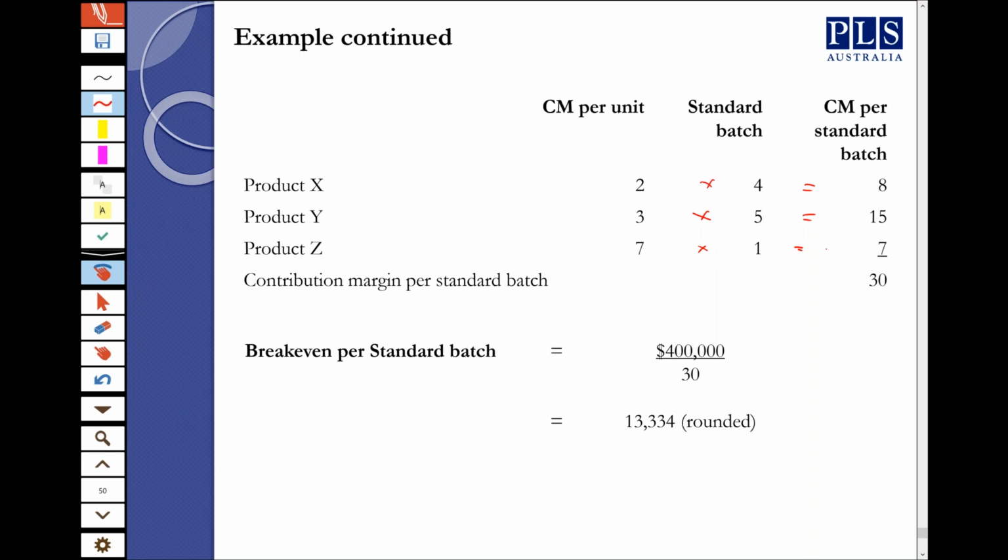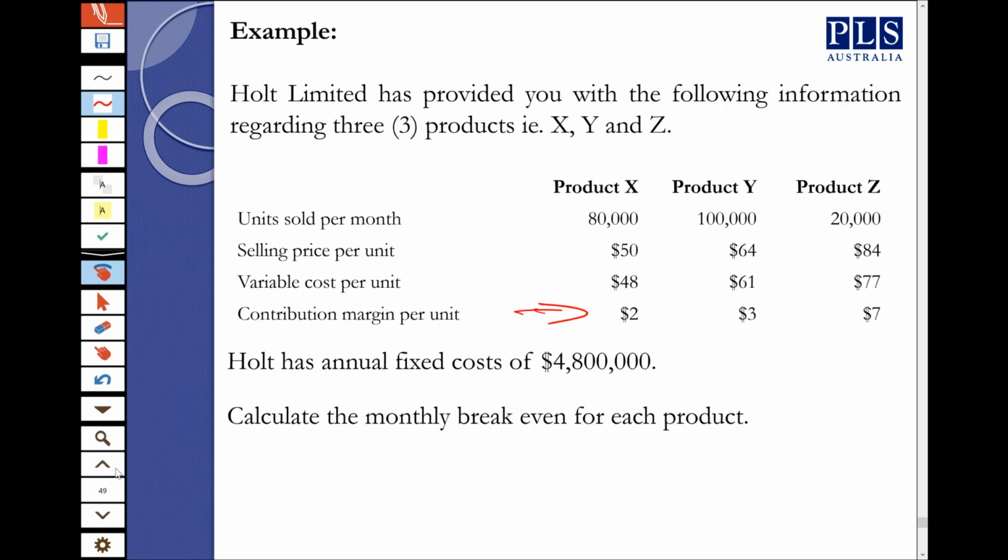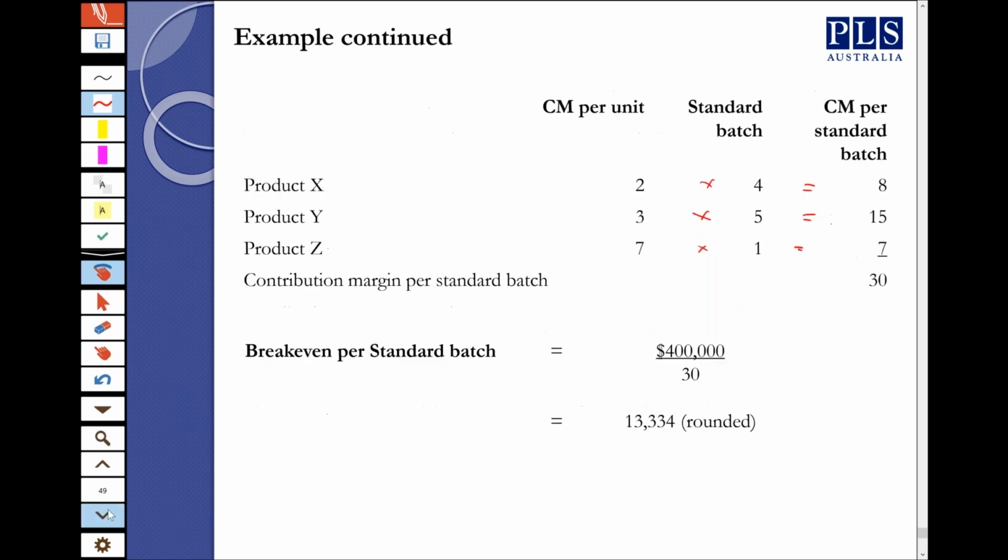My break even per standard batch is therefore, I take my fixed costs of 400, picking up on the fact that, constraint-wise, monthly break even, that's an annual figure. So divide that through by 12, gets me 13,334 rounded. But if I leave my answer there, I actually haven't answered it, because I've told you the number of standard batches you need to sell, not the number of units that you need to sell of each.